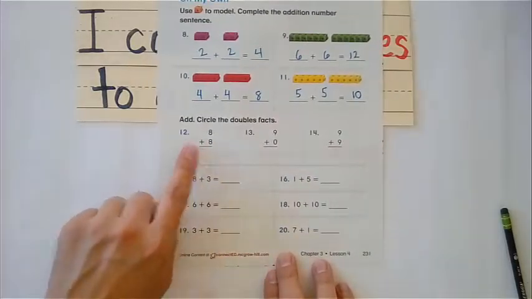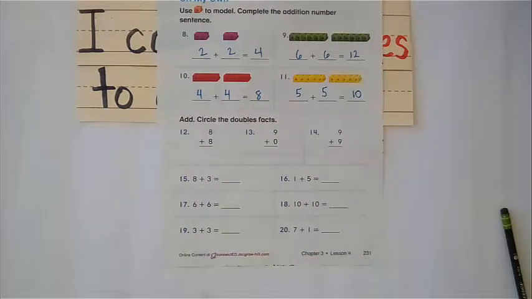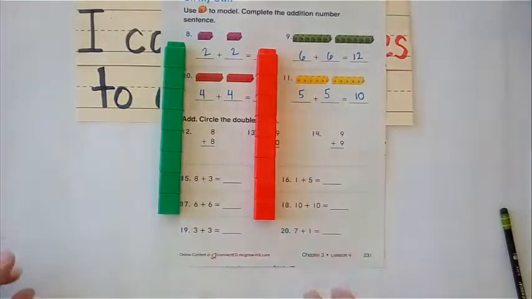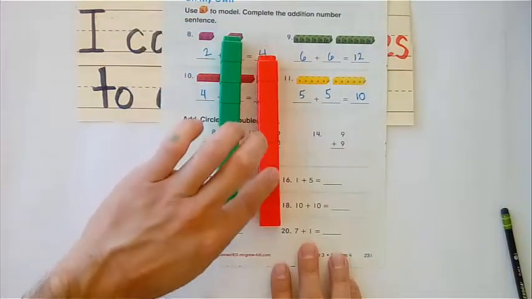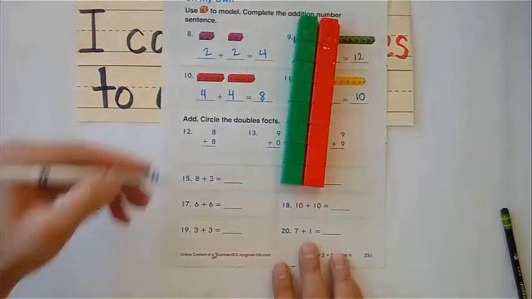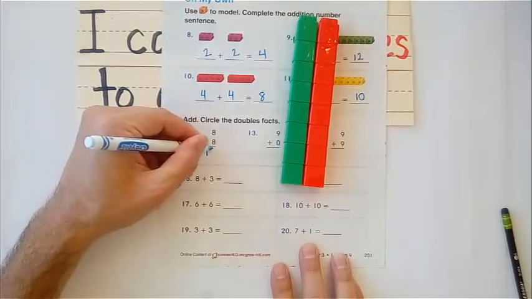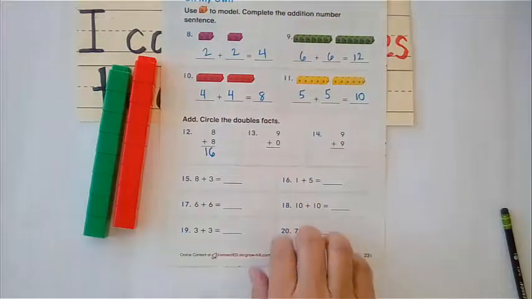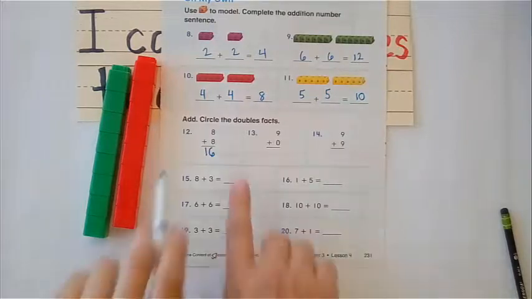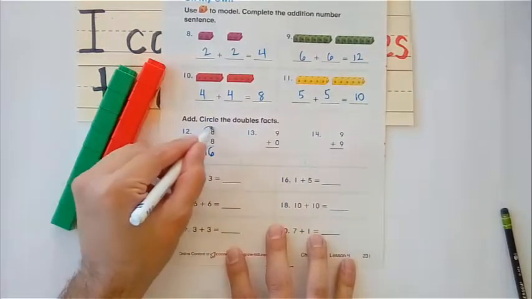Great. What about right here where it says 8 plus 8? Well, I don't have enough fingers for that. So I think I'm going to use my blocks. Okay, so I'm going to have 8 plus 8. So let's count. I have 8, 9, 10, 11, 12, 13, 14, 15, 16. So 8 plus 8 is 16. Awesome. And it also says to circle a double fact, so that is a double.